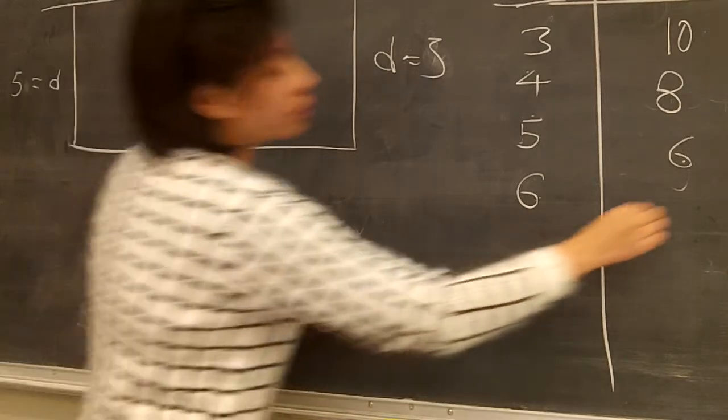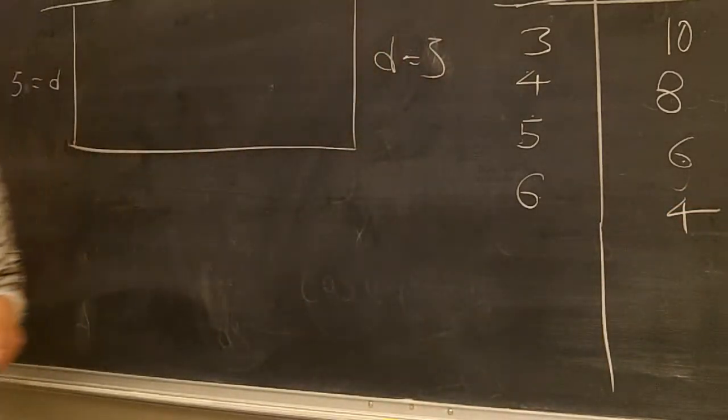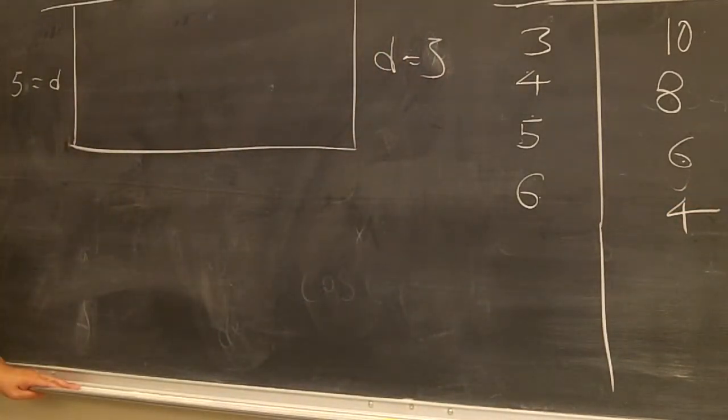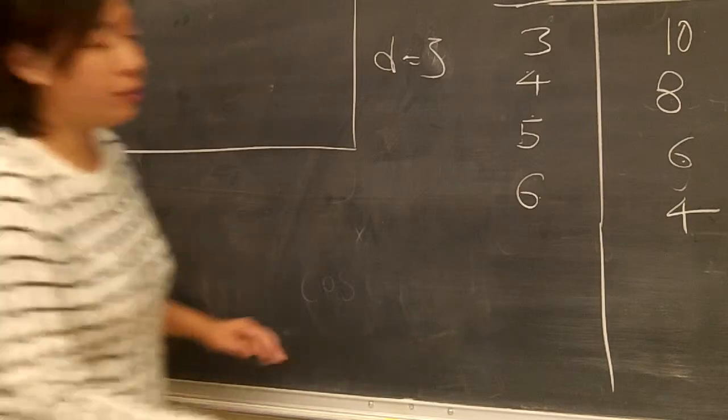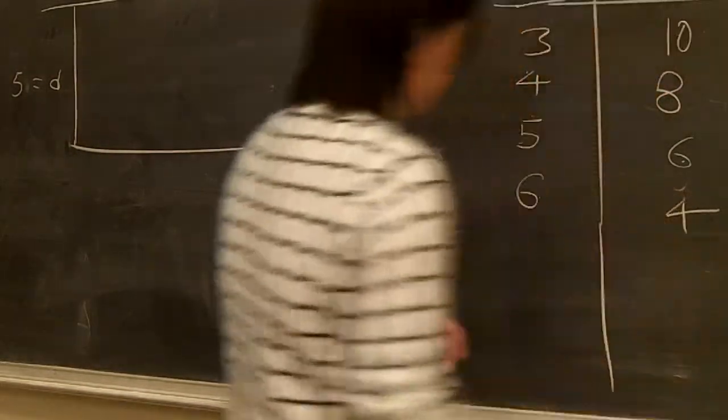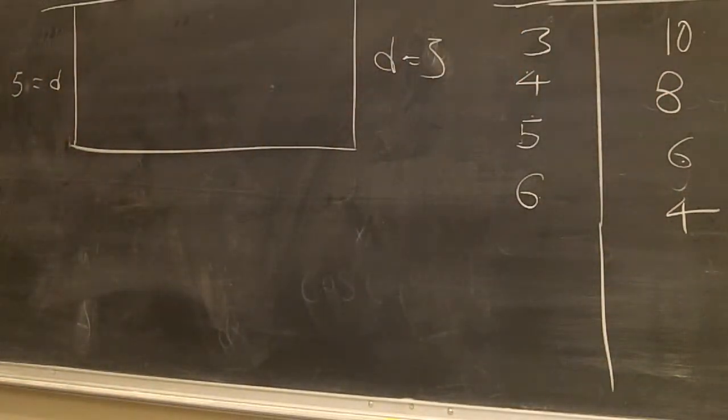Then what is the area? What's 4 times 6? 24. Okay, we need one more number.